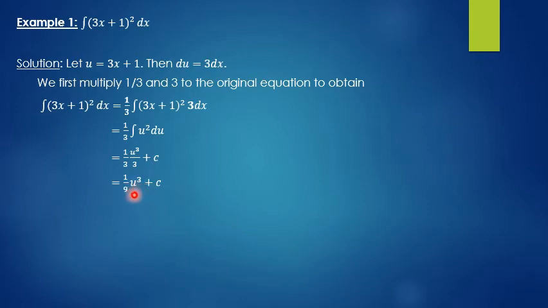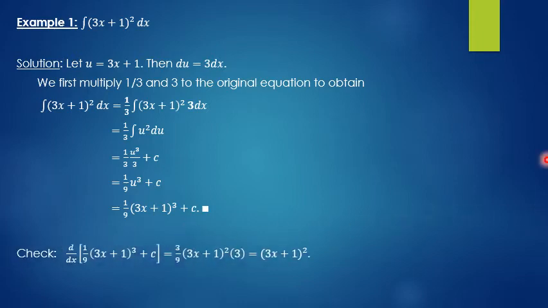That would be easy. What we now simply do is change this u back into its original function of x, which is 3x plus 1. So what we have there now is 1 over 9 multiplied to the cube of 3x plus 1, and then still we add c. And that is the final answer.